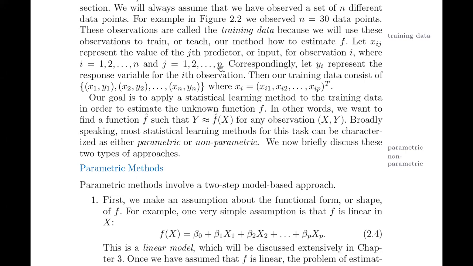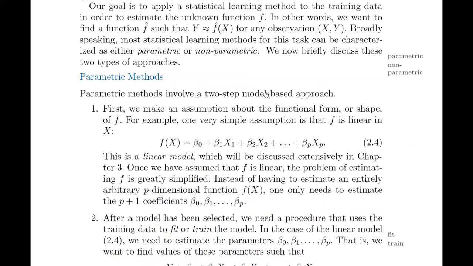xij represents the value of the jth predictor or input for observation i, where i runs from 1 to n. It's the same n data subjects. j is from 1 to p. The output, that's a single index, it's yi. yi is the response variable for the ith observation. So aggregating these xij's and yi's gives us, think of it as a database, x1, y1, but x1 is this vector.